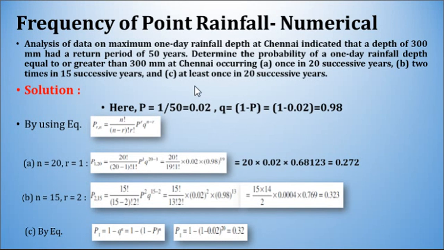And lastly, the probability of occurrence of the event at least once in 20 successive years. So here P1 is equal to 1 minus q raised to n, which is equal to 1 minus (0.98) raised to n, n is how much? 20. So it will come out as 0.32. So these values indicate the chances or likelihood of the happening of the event as per the question asked. So I hope you have understood the numerical. While solving some more numericals, you will thoroughly understand the concept of frequency of point rainfall.